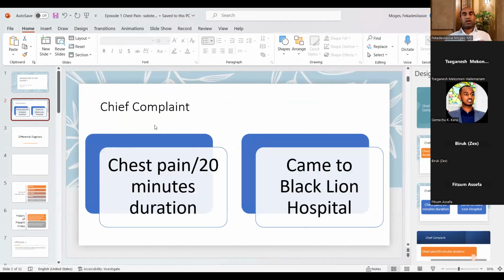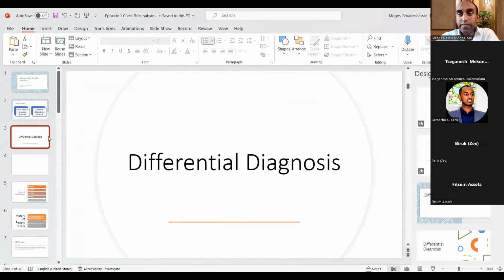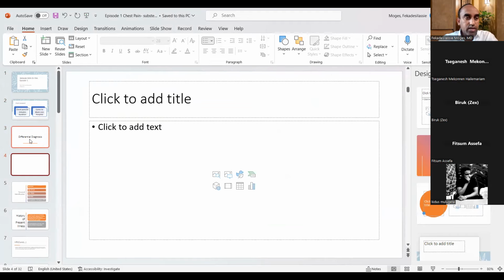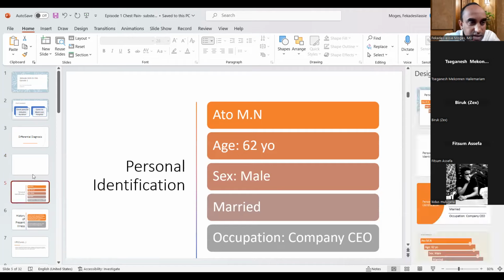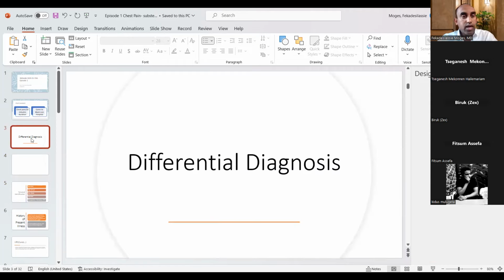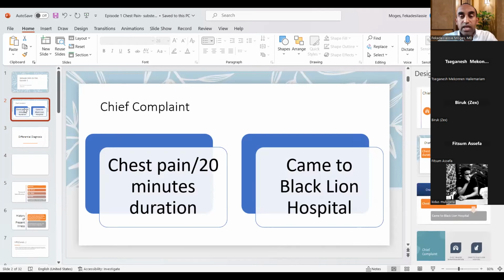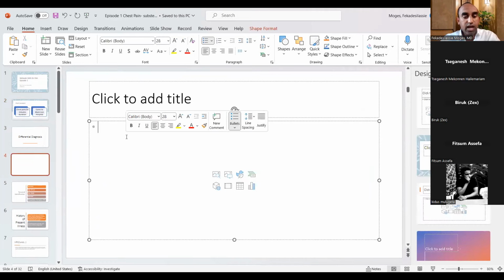Oh my God, I'm experiencing this severe bad chest pain, which started about 20 minutes ago. I'm at the emergency department in Black Lion. Go ahead and give me a differential diagnosis. Let's assume you guys are the interns in Black Lion. I am a 62-year-old male patient, as you see. I am complaining of severe chest pain, which lasted for 20 minutes. I am in the emergency department. Give me differential diagnoses.